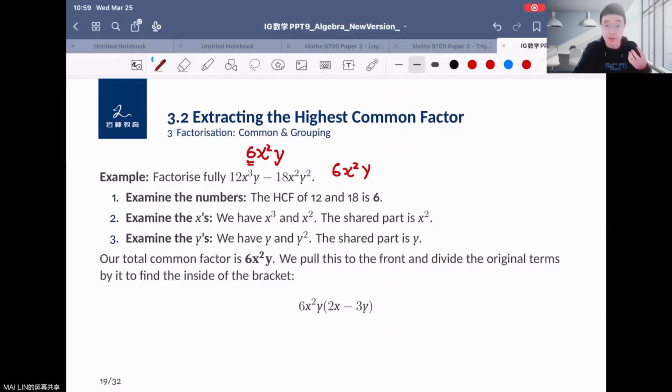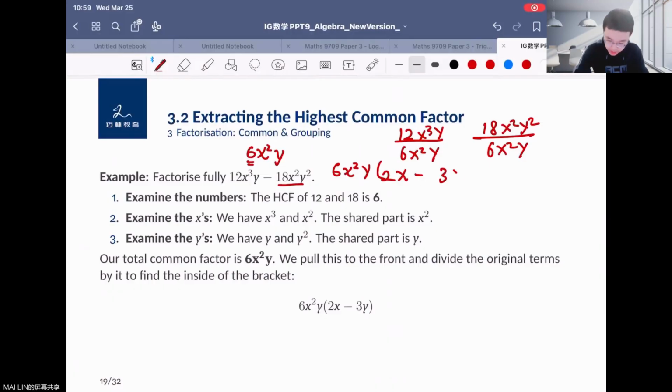Then you write 6x squared y, and use the first term 12x cubed y to divide by 6x squared y. The answer here is 2x. And for 18x squared y squared, you divide it by 6x squared y, so the answer is 3y. So the outcome is 6x squared y times 2x minus 3y. That is for this polynomial.